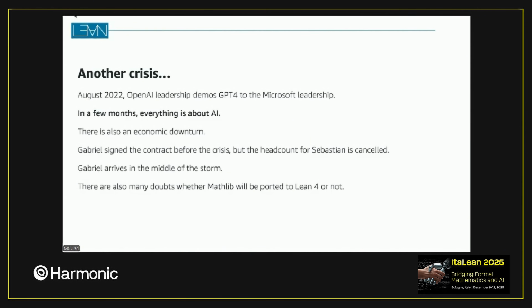And we also have an economic downturn. The headcounts are canceled. Gabriel signed before. He signed the contract in April or May 2022. He's in, but the headcount for Sebastian is gone, unless he wants to work with AI, something that he refused to do.